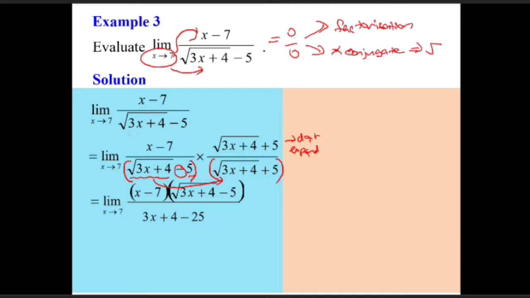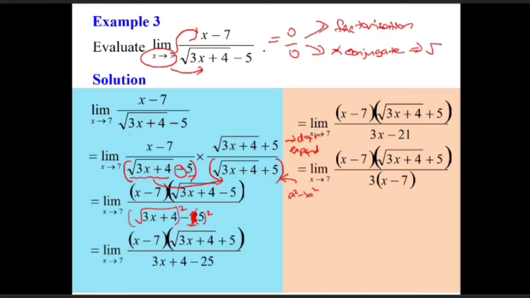And then to expand the denominator, remember you can just use the formula a squared minus b squared. So your a is square root of 3x plus 4. When you square it, the square root cancels off. And your minus with 5 squared. 5 squared is 25. After you have simplified, you try to substitute your value of 7 inside the x.